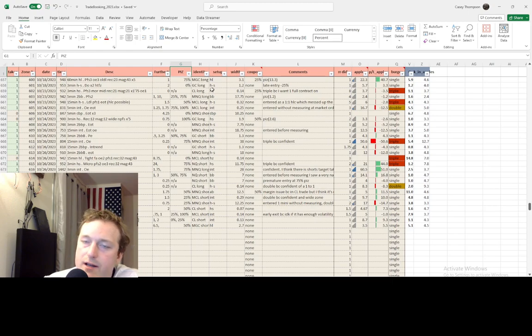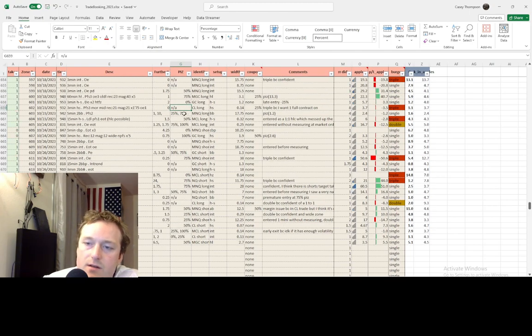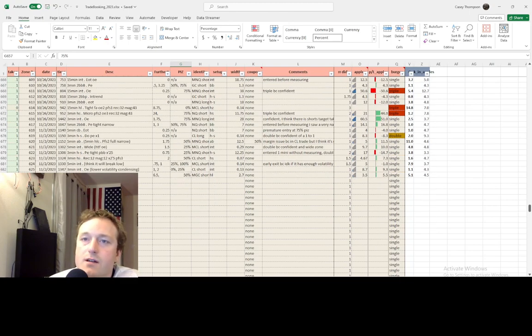So if it's a zone trade, how far does it go into the zone before turning and hitting your target? If it goes straight through your zone, I just do an NA, not applicable. But oftentimes it does go 75% into the zone, almost at your stop, but then it turns around and goes to your target. That's all. That's what I would track in the trading journal.